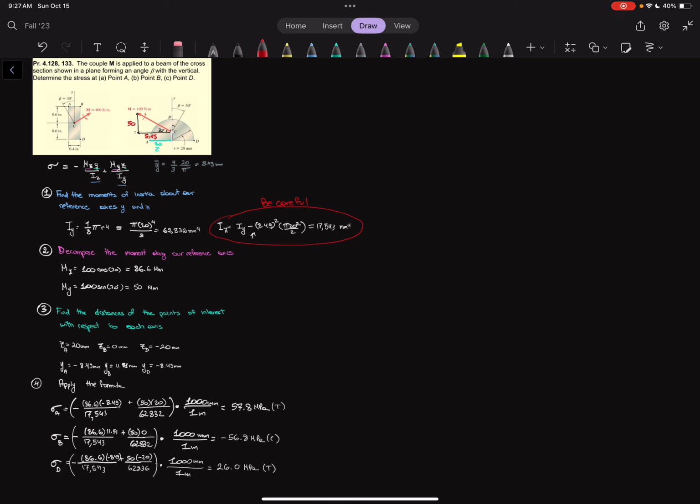And now the last thing is, remember that you might be asked about the angle that the neutral axis forms as well with respect to the moment vector. So since that formula gives it to you with respect to the z-axis, then you have to do some arithmetic.